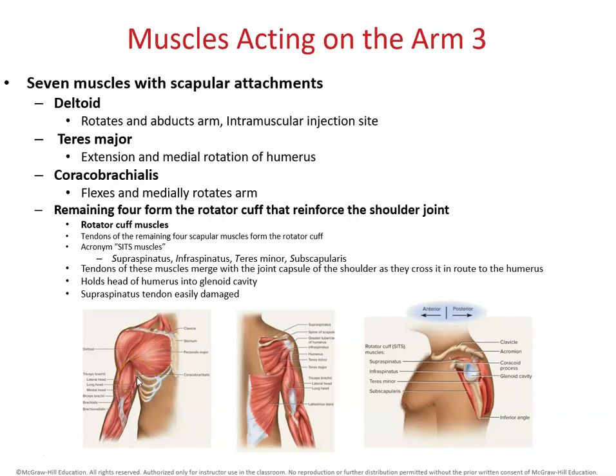And then we have 4 muscles that form the rotator cuff, okay, and we've got this little acronym, SITS muscles. Okay, so your supraspinatus, infraspinatus, teres minor, and subscapularis. Those are the 4 muscles that make up the rotator cuff. The supraspinatus tendon is the one that's easily damaged. Okay, so when somebody damages their rotator cuff, that is one of the ways that that could happen.